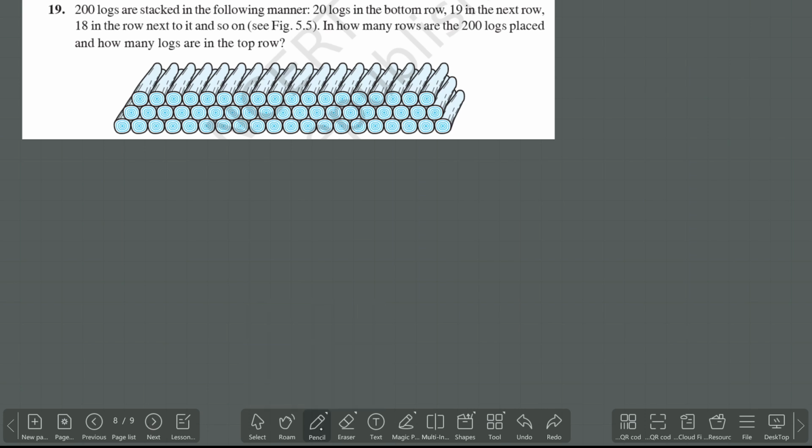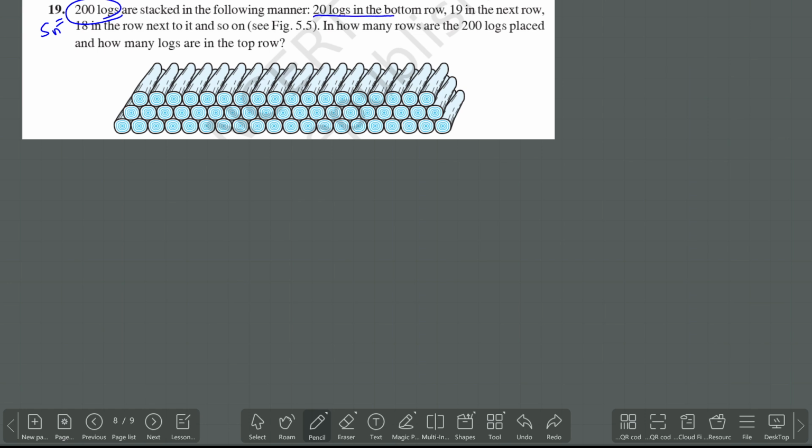Is that visible clearly, children? Okay. 200 logs are stacked in the following manner. Stacked in the sense what? Arranging something. Okay. How many logs do we have? 200. Then Sn equal to 200 logs. Total number of logs we have is 200. Okay. 200 logs they arranged.